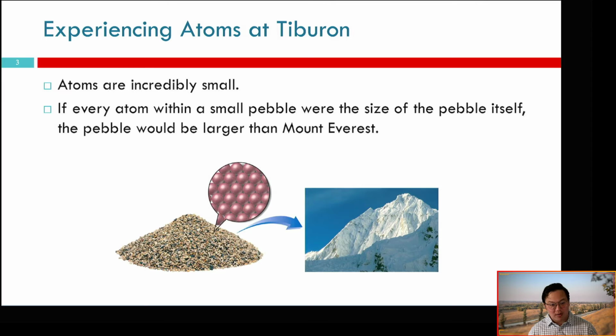Atoms are incredibly small, and I gave you that example. If you took the atoms in a grape or a blueberry and made them the size of that blueberry or a marble, they'd cover the world to a depth of 6 feet. If every atom within a small pebble was just the size of the pebble itself, the pile of atoms created would be larger than Mount Everest.